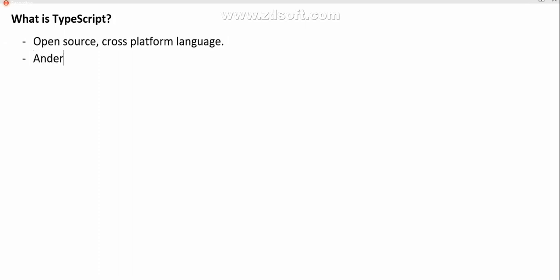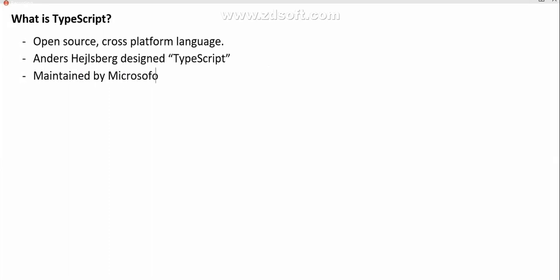Anders Hejlsberg designed TypeScript. He is the architect of TypeScript. The TypeScript language architecture was designed by Anders Hejlsberg, and it is maintained by Microsoft.